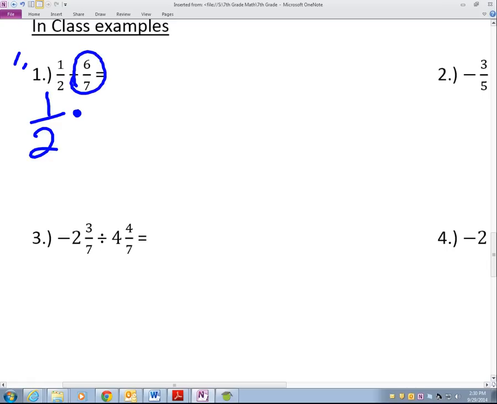The fourth step, Johanna. So here's the second fraction. The reciprocal is just change the denominator and numerator. So it's 7/6. And then what's the next step, Sam?